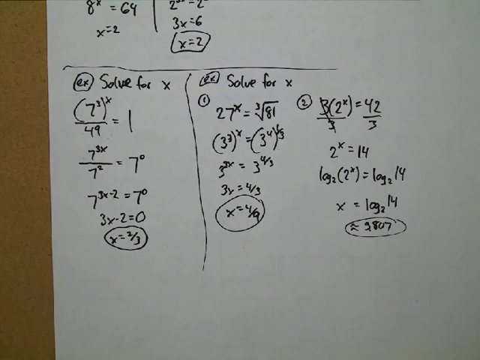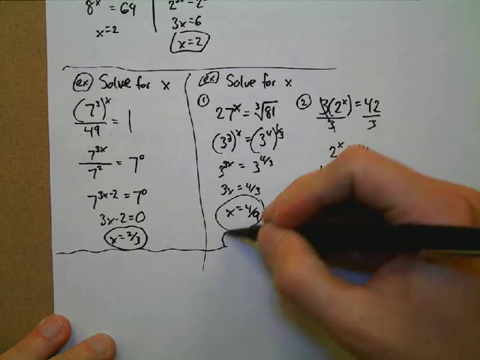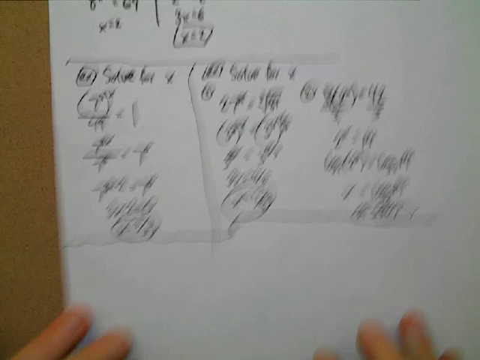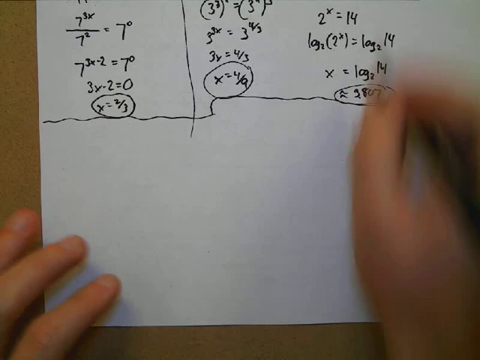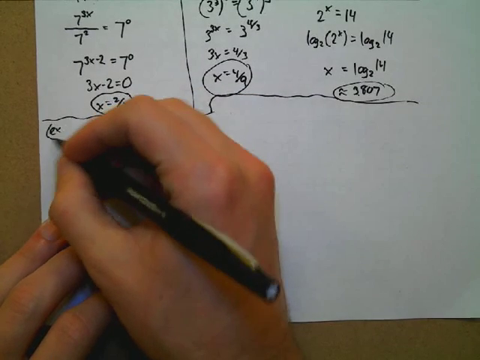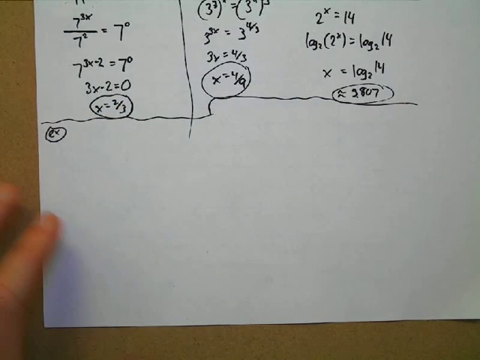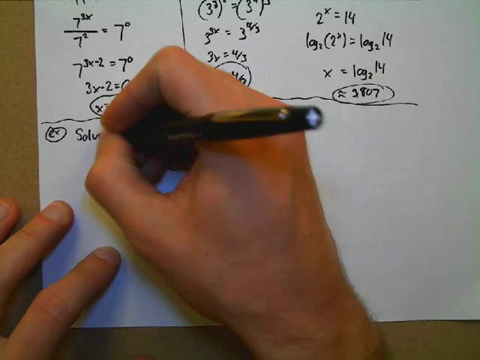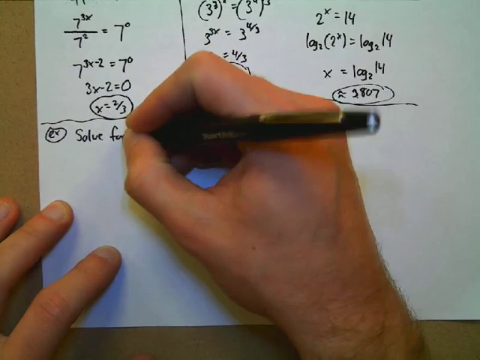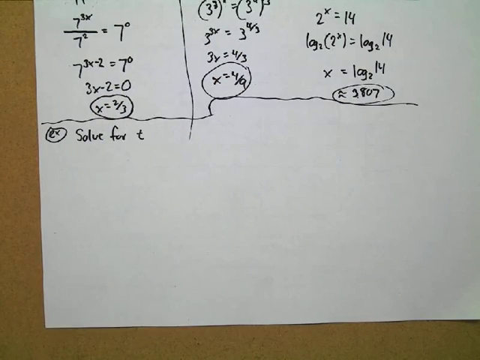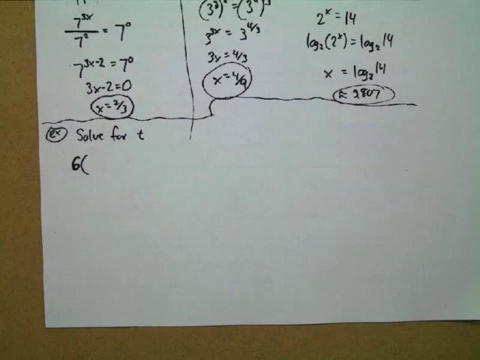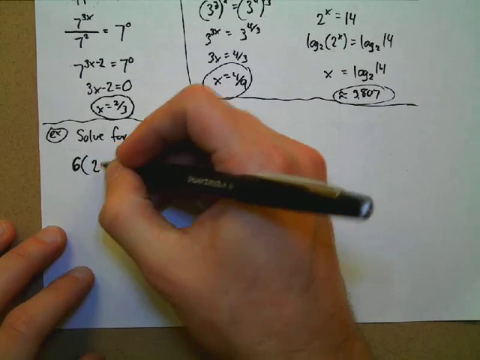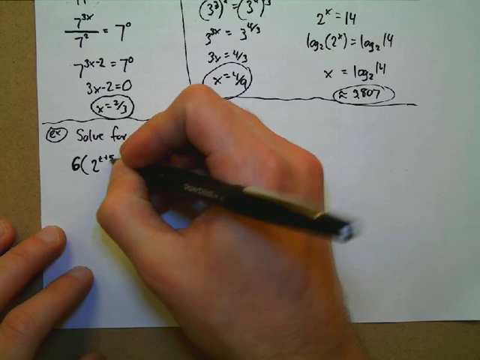We'll do another one like the one that we just did. So let's solve for t. Okay, solve for t. And so we'll do 6 times 2 to the t plus 5, plus 4 equals 11. 6 times 2 to the t plus 5, plus 4 equals 11.